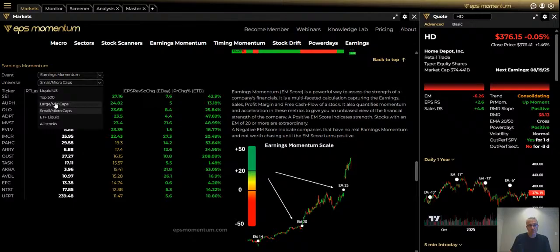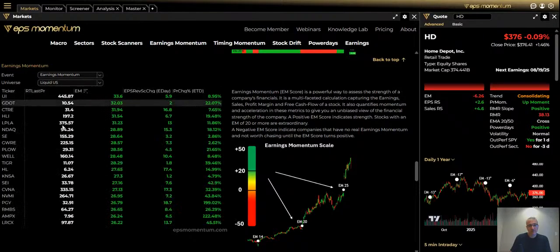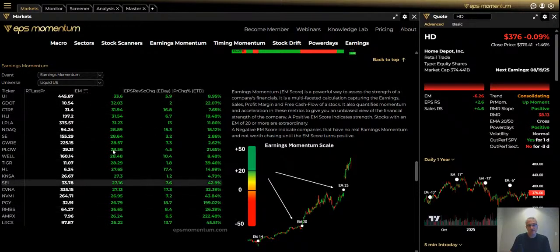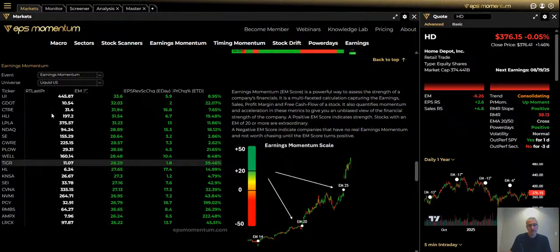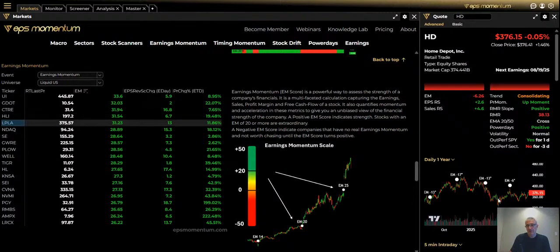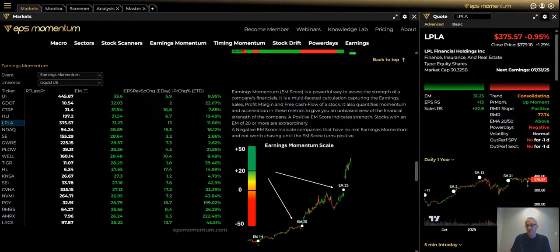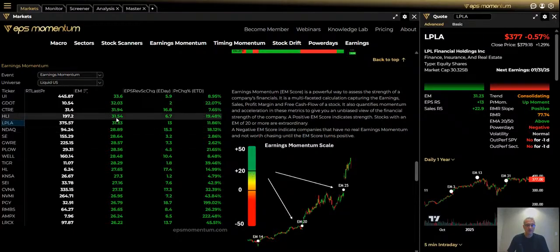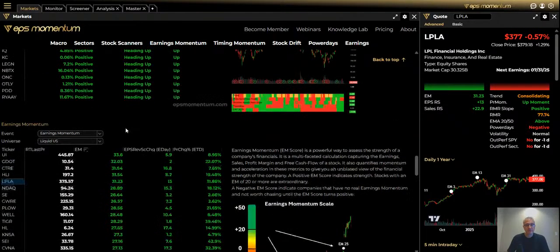So if I go into liquid US, I take all the US stocks, I see EM30. So the EM score is a score between minus 50 and plus 50. Shows up on the chart, and you can see it here on the chart. And whenever I click on the name, LPLA here, I can see EM31, EM13, EM3. I can see that anything above 0 is amazing. Anything above 20 is extraordinary. And obviously 20, 28, or 30 these are the best guys out there on that specific metric.